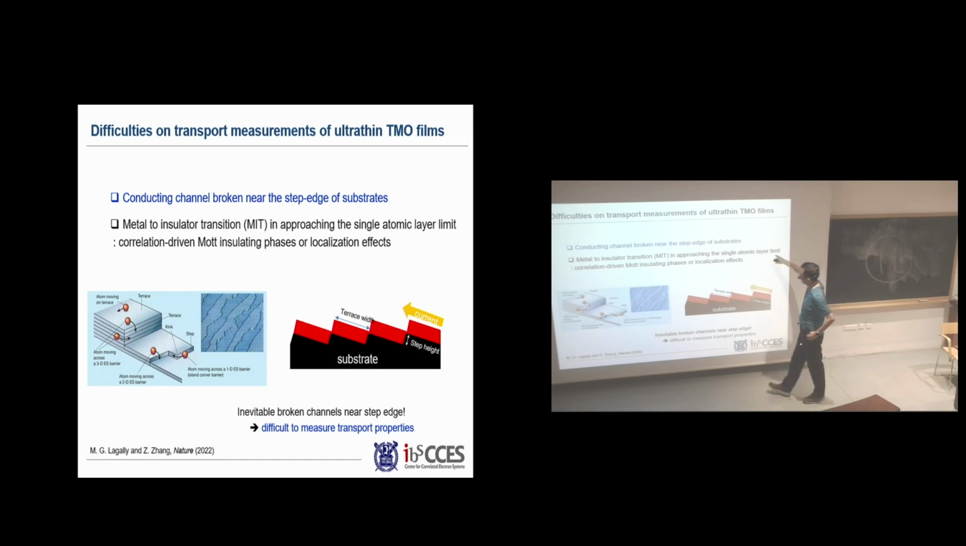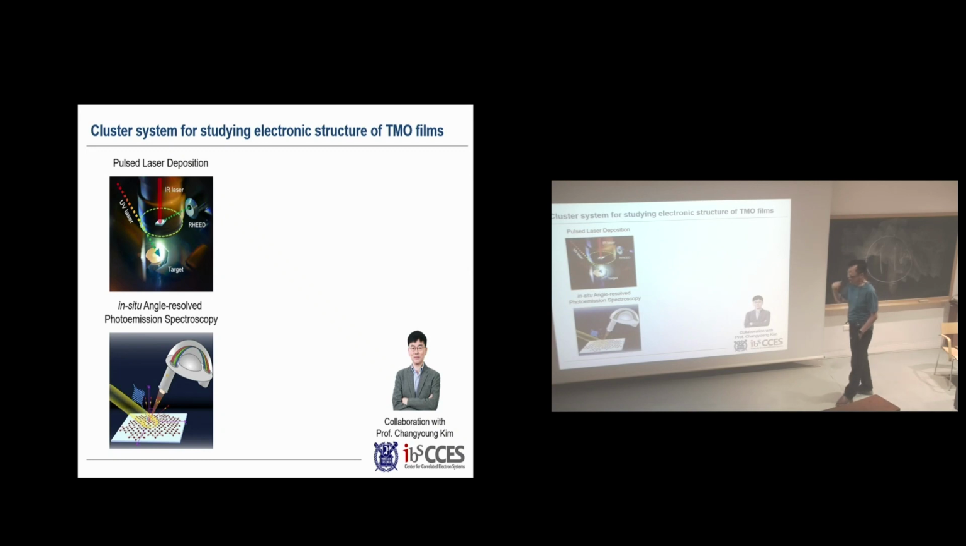And also, if you approach the one unit cell limit, then any kind of disorder will play a very important role. So the localization effect will be huge, and so on. So just measuring the DC transport cannot guarantee that you are in the metallic or insulating region. So what we have tried to do for a long time is combine PLD with in situ ARPES. I think many of you already know what ARPES means. It's a method to measure the electronic structure. So I will not explain the details, but you can look at the references.